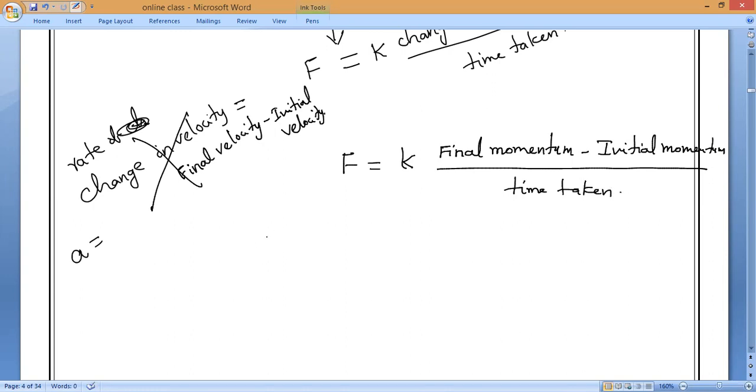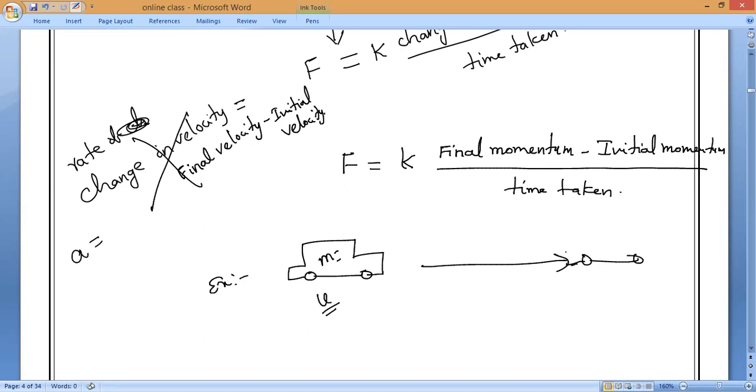Now, let me consider an example. One car is present. Its initial velocity I can consider U. And mass is constant. After a certain time, the car attains some velocity. That velocity we call the final velocity. Mass remains the same. Now, in this case, what is momentum? Anybody can tell me?